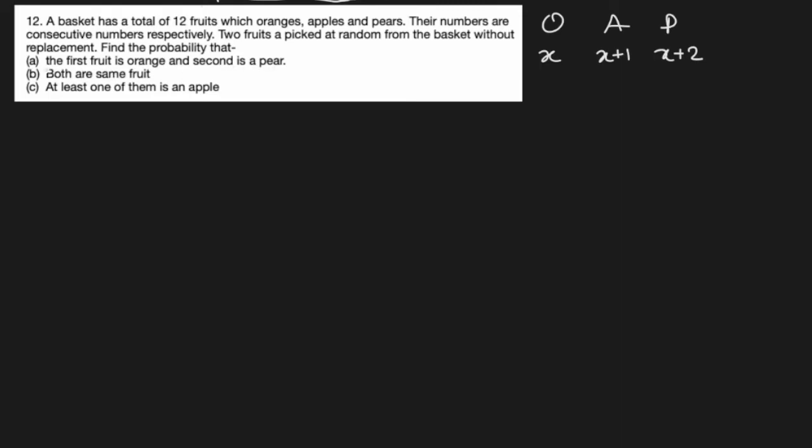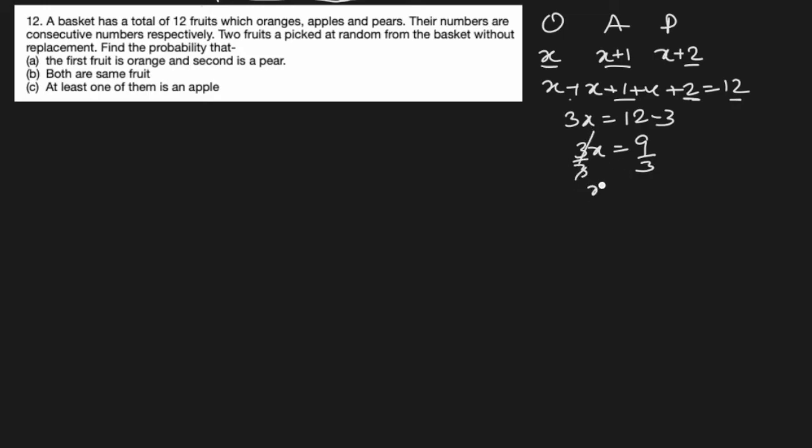Before we answer this A part, we should know what is the value of x. Yes? So we know that in total they are 12. So x plus x plus 1 plus x plus 2 is 12. So 1 plus 2 is 3, so it goes here. 3x equal to 12 minus 3. 3x equal to 9. So divide by 3, x equal to 3. So we have 3 oranges, 4 apples and 5 pears, and now we can answer.